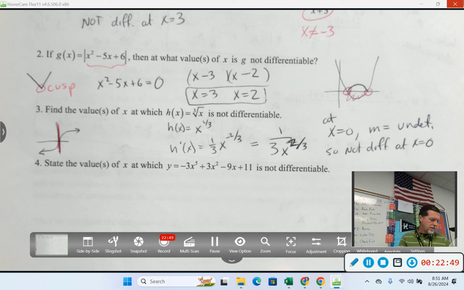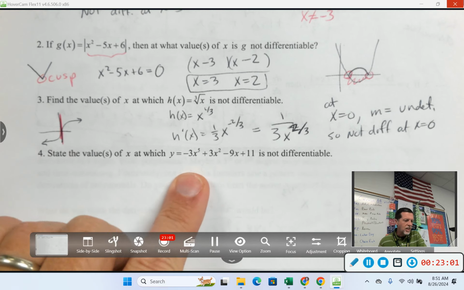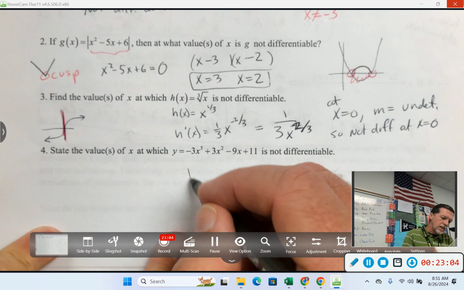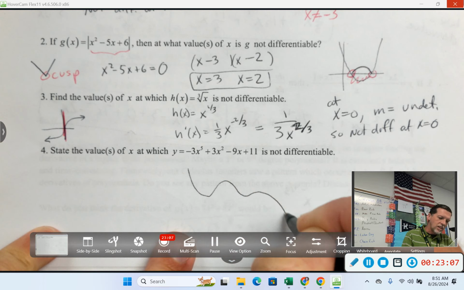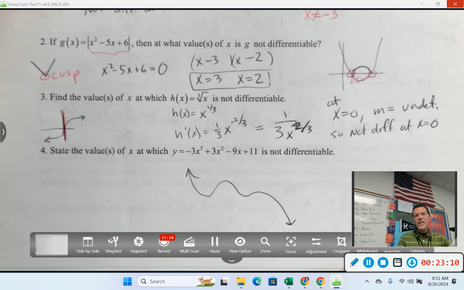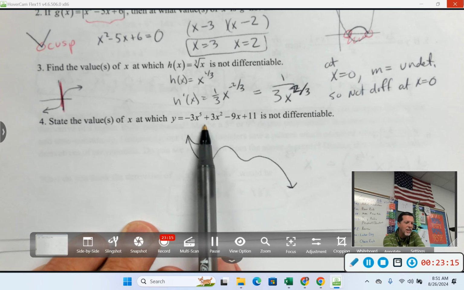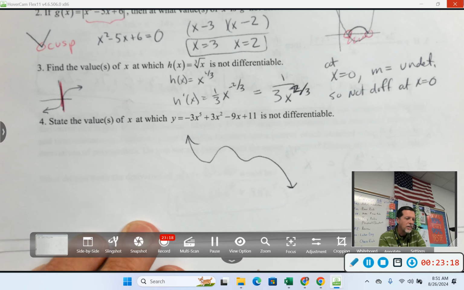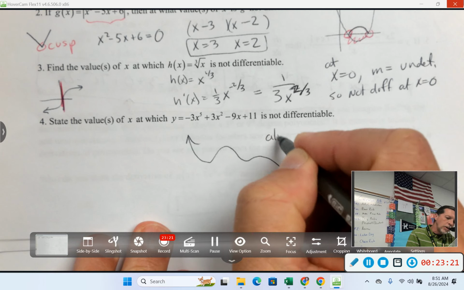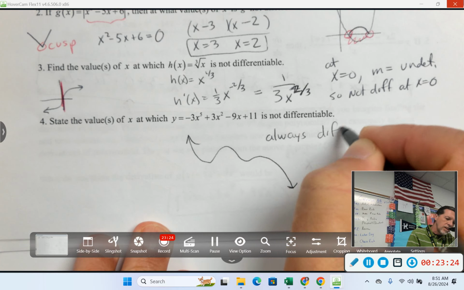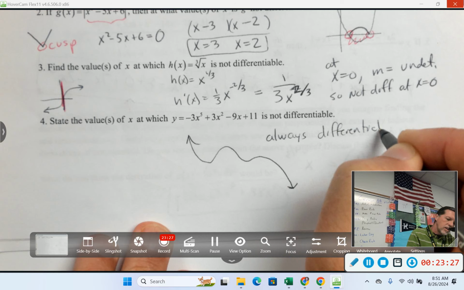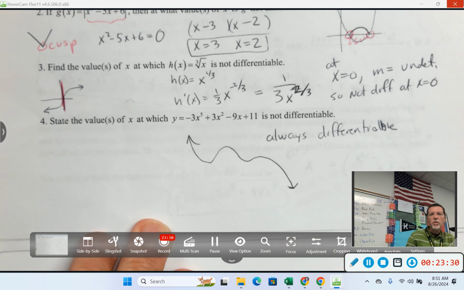Number 4, people will miss this on the test, and it's so frustrating. State the values of x at which that thing is not differentiable. Let's see. Ooh, negative x to the 5th. So, like, who knows what this thing is doing? Something like that. Thinking back to pre-cal and algebra 2, lead term is negative, and it's x to the 5th. But that doesn't really matter. It's always differentiable.